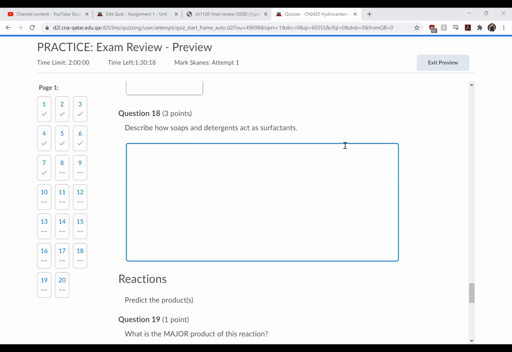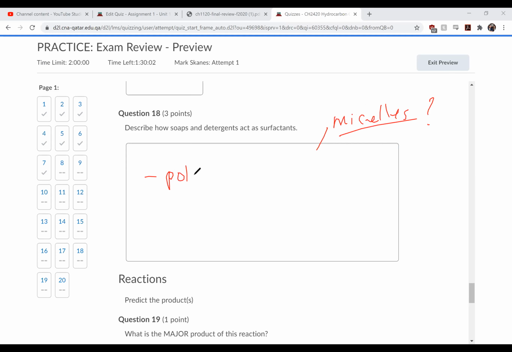That's really it. You could start talking about micelles. I don't care. I will write that word for you if you don't know what I'm saying. In your notes, it does mention micelles. You don't have to mention that. I want you to mention it has, I will write this down actually.